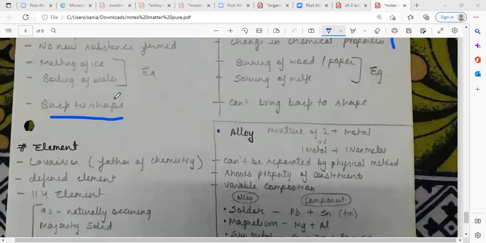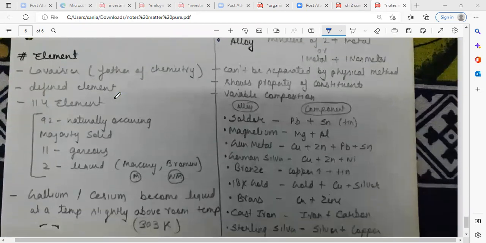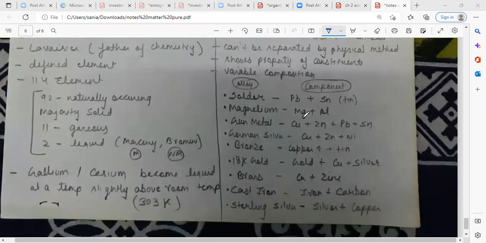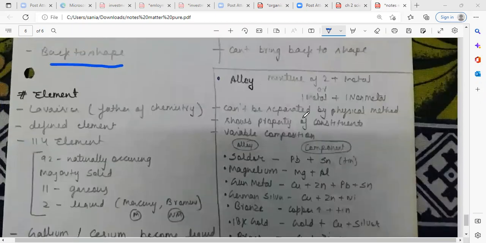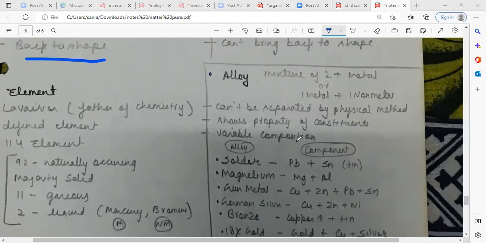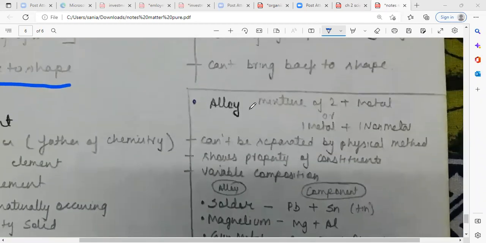Okay. Now element we have done. Now you will write alloy, and you will write mixture of two or more elements, one metal or one non-metal. Then cannot be separated by physical method. Shows property of consistent and variable composition. So these are the properties of alloy. Okay, you will write it down.